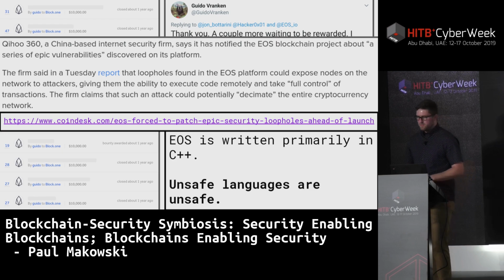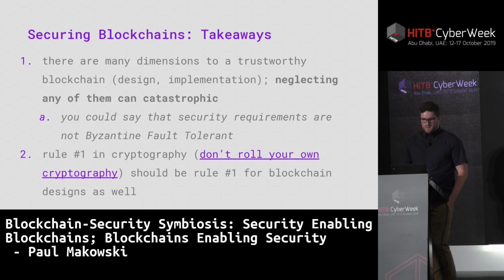It bears repeating, but for some reason people don't seem to get that unsafe languages are unsafe. So if you're writing something that's going to be protecting, governing, working with billions of dollars worth of cryptocurrency, maybe don't write it in C++, right? Nobody's perfect. People will make mistakes. So let's move to something else. Some takeaways: there are many dimensions to a trustworthy blockchain design, both in terms of design and implementation, and neglecting any of them can be catastrophic.